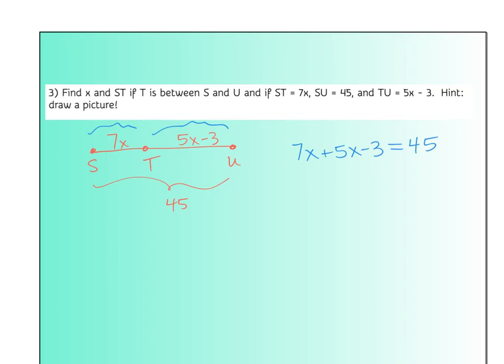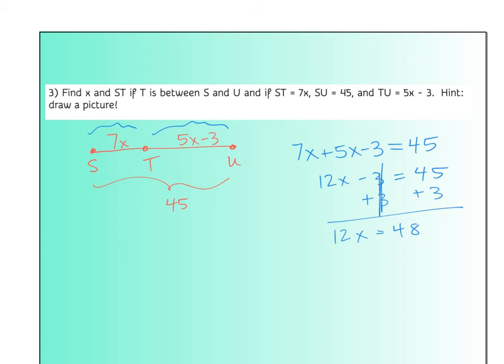Now we can use our algebra skills. On the left side, we have two variables. We can combine those. 7x plus 5x is 12x. The next thing I want to do is move that constant. I have a minus 3, so I'm going to do the opposite. I'm going to add 3 to both sides. Here they're going to cancel out. So I have 12x on the left, and I now have 48 on the right.